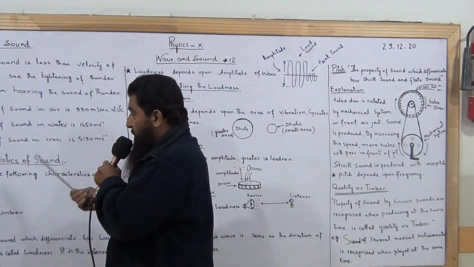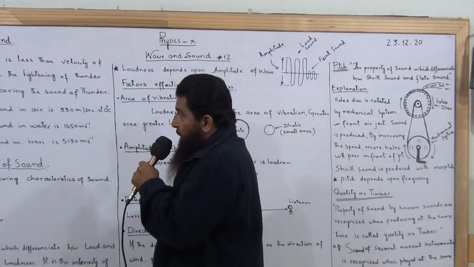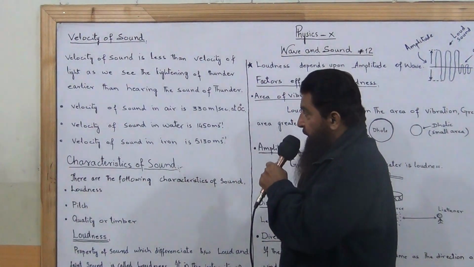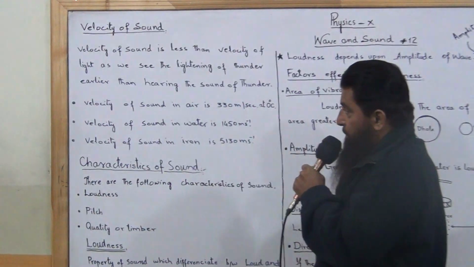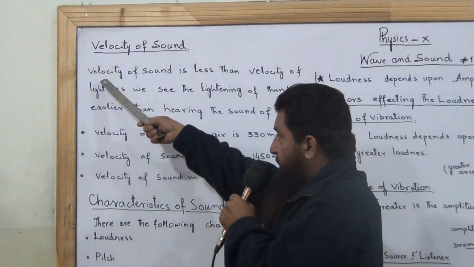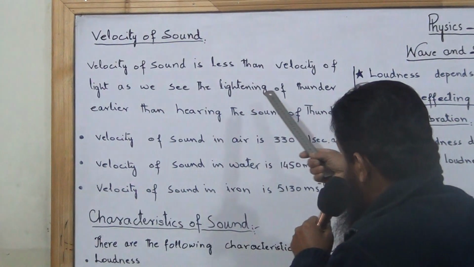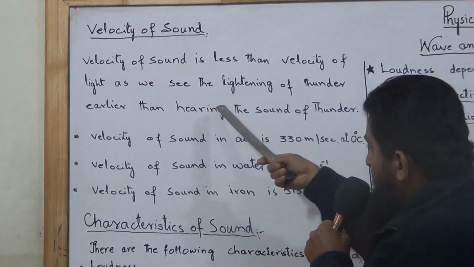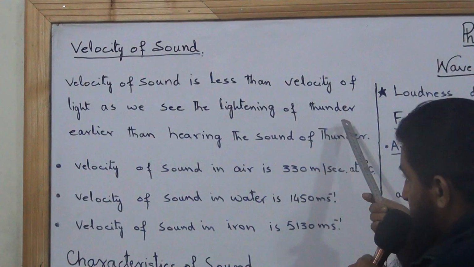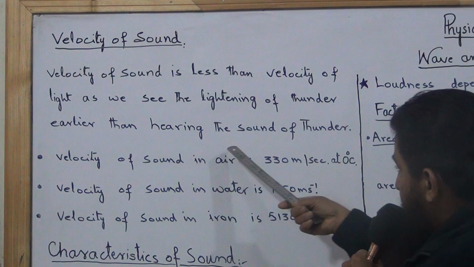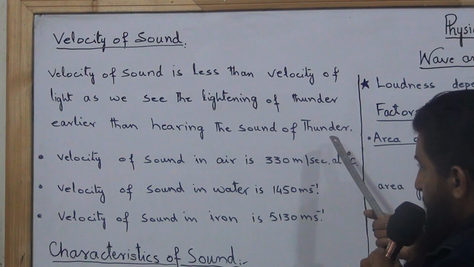What is the velocity of sound? The traveling of a sound wave in a particular direction per unit time is called velocity of sound. We can also define it this way: velocity of sound is less than velocity of light, as we see the lightning of the thunder earlier than hearing the sound of the thunder.